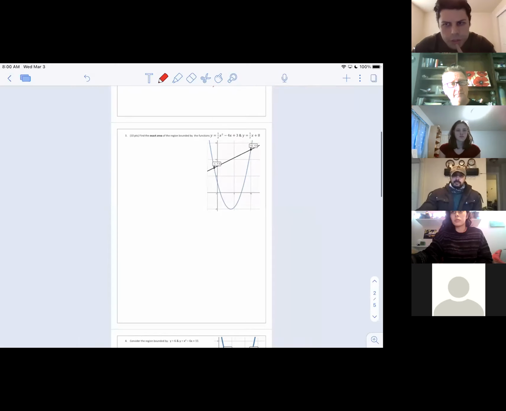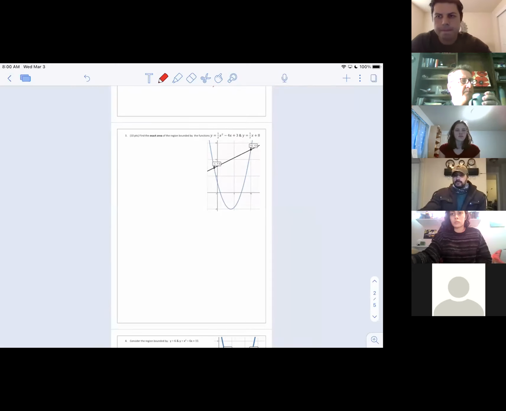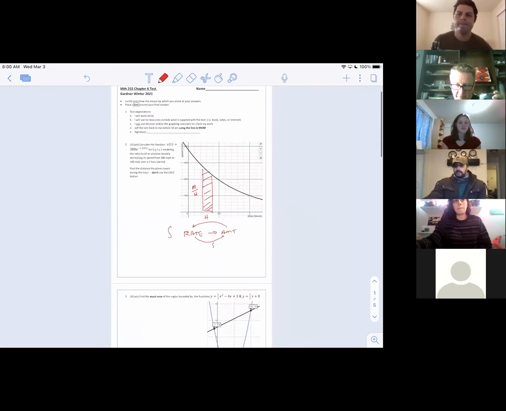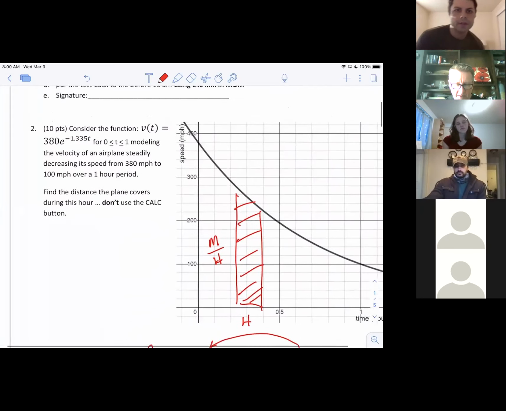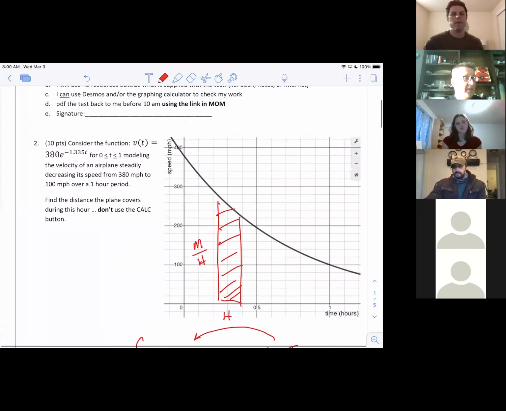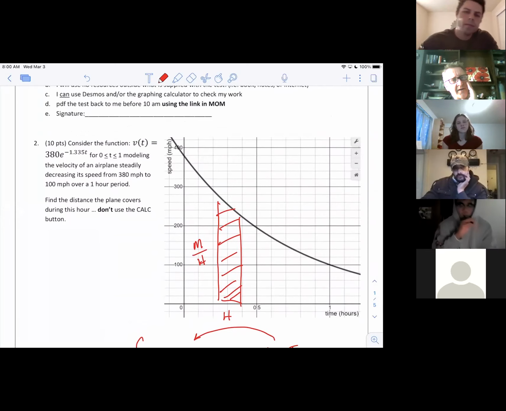So the unit just would have been miles on that, right? Yep. I noticed the problem is asking to find the distance the plane covers during this time. And that's a pretty cool question because you can imagine a plane actually doing this. In other words, its speed would be decreasing continuously, so it would be an exponential equation. So its speed is changing all the time, it's slowing down.